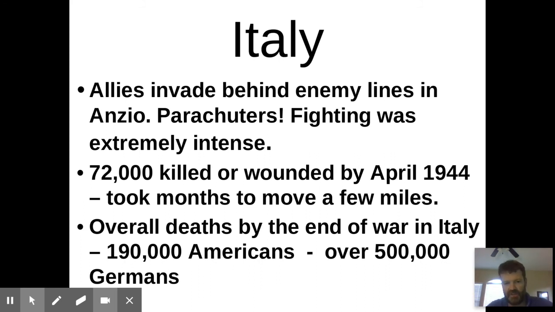There were 72,000 killed or wounded by April of 1944. It took our guys months to literally go a few miles. The overall deaths for Americans by the end of the war in Italy was close to 200,000. Over 500,000 Germans died there. And it was nasty fighting in the hills, the big mountains in Italy. It was really, really a bad, bad scene. But we did eventually force the Nazis out of Italy.